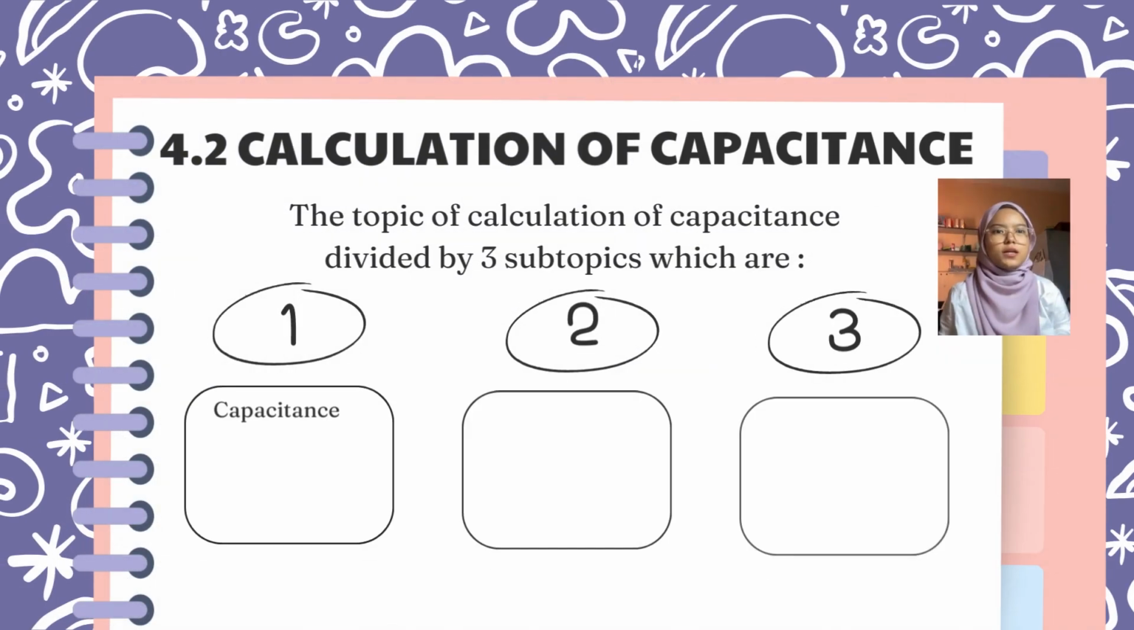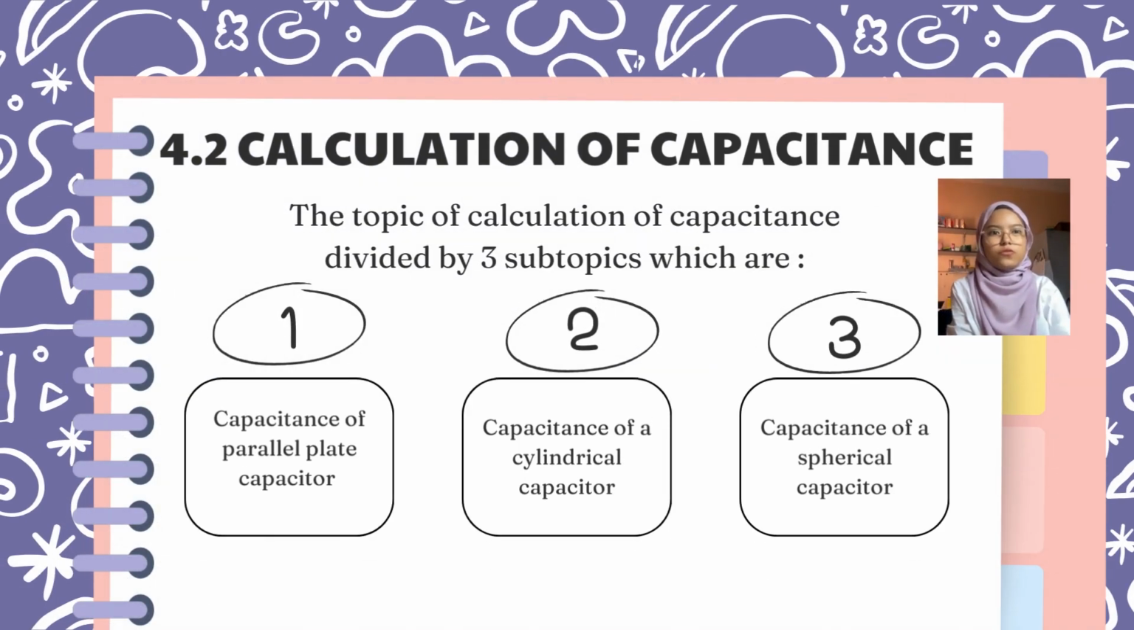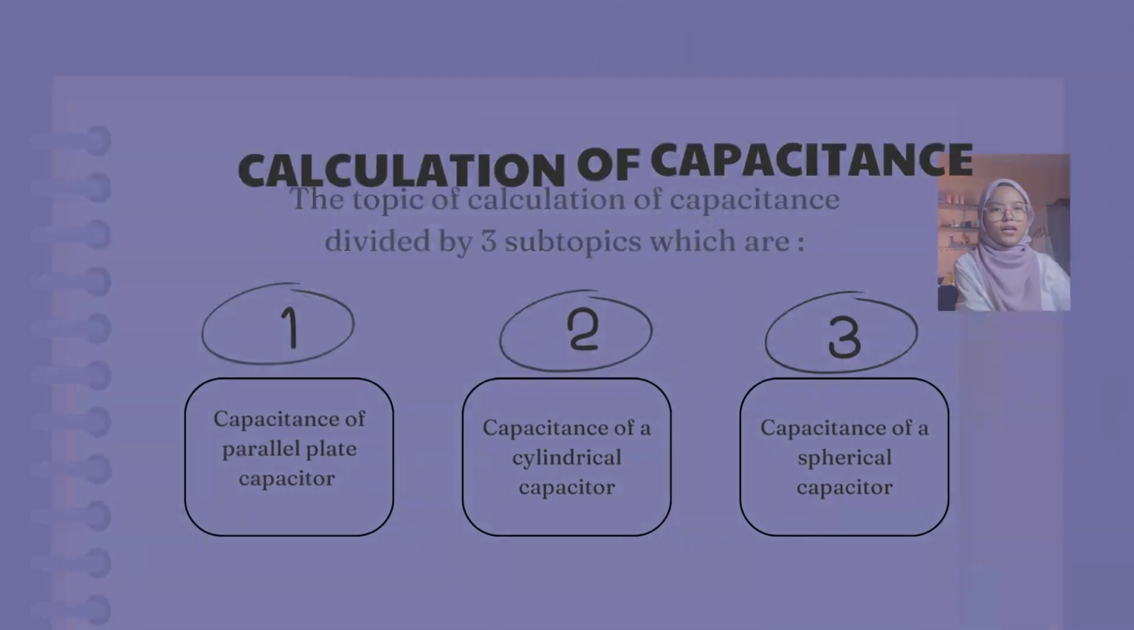The next topic is calculation of capacitance. The goal of this topic is to learn how to calculate the capacitance of capacitors having special geometry. The topic is divided into three subtopics, which are capacitance of a parallel plate capacitor, capacitance of a cylindrical capacitor, and capacitance of a spherical capacitor.